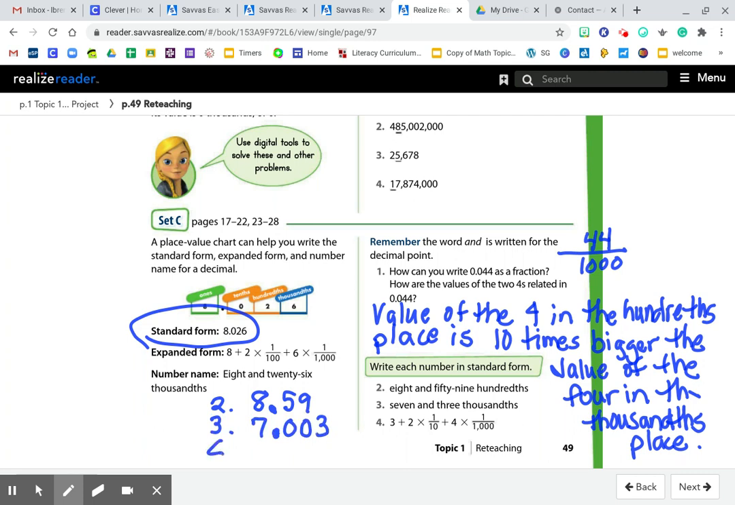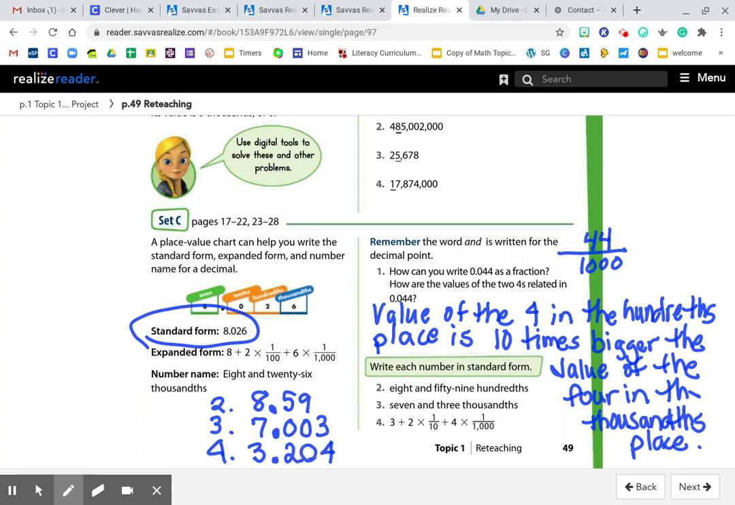And for the next guy, I'm going to have 3. That's the whole number, 3. The next place value is tenths. I've got 2 in the tenths place and 4 in the thousandths. So I need to annex a 0 in the hundredths place. So the reader knows it's 3 and 204 thousandths.